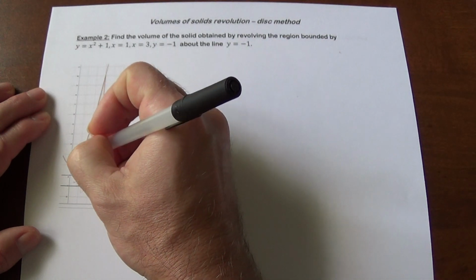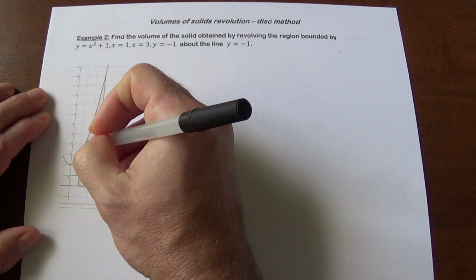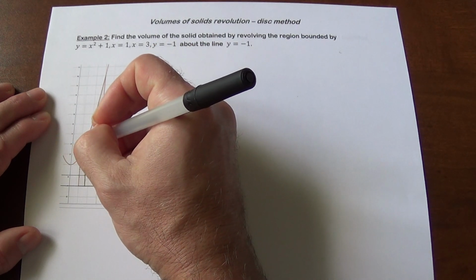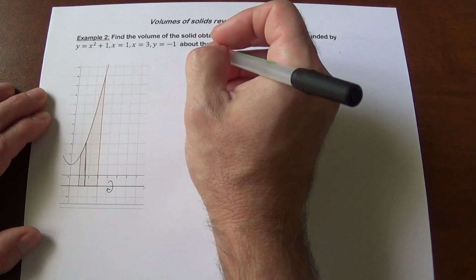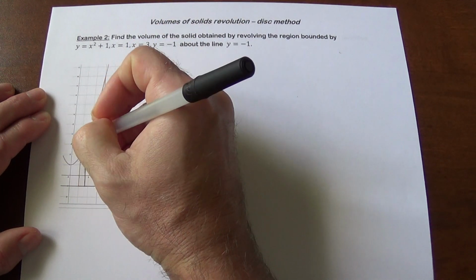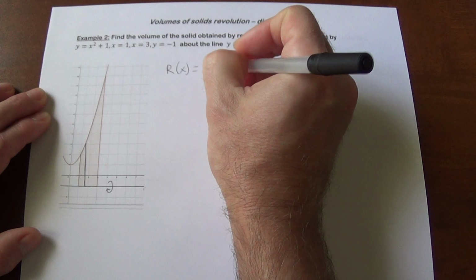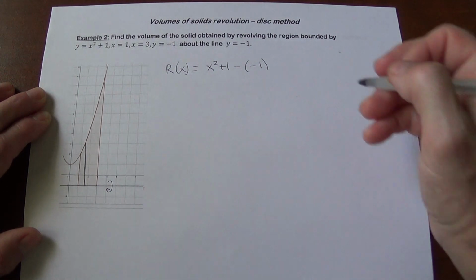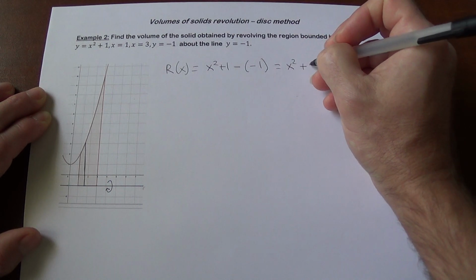So the easiest way to visualize that is connect, just like we did with the previous problem, connect the axis of revolution with the curve. And that's going to be our radius. So basically what we need to do is find the distance between that point and that line, between this curve at any point. So what is it? It's going to be the difference between the curve and this y value. So the radius function here is going to be the curve x squared plus 1 minus the equation for the axis of revolution, which is negative 1, y equals negative 1. And it all simplifies to x squared plus 2.